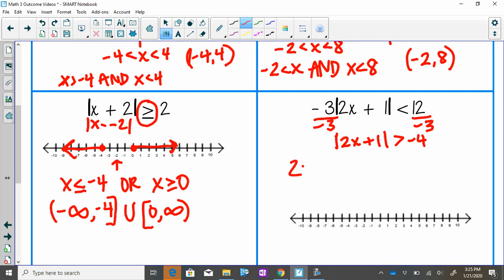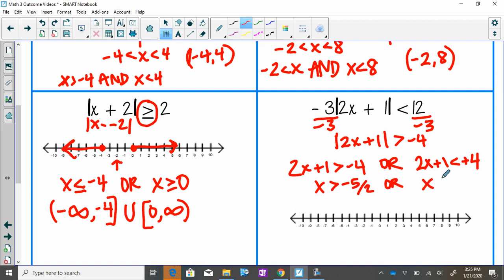From here, we're going to split it. Because it's a greater than, we know that that's an or. We want to be away from the center, so we have two options away from the center pointing outwards. 2x plus 1 is greater than negative 4, or 2x plus 1 is less than positive 4. So when we solve those for x, we get x is greater than negative 5/2, or x is less than 3/2.